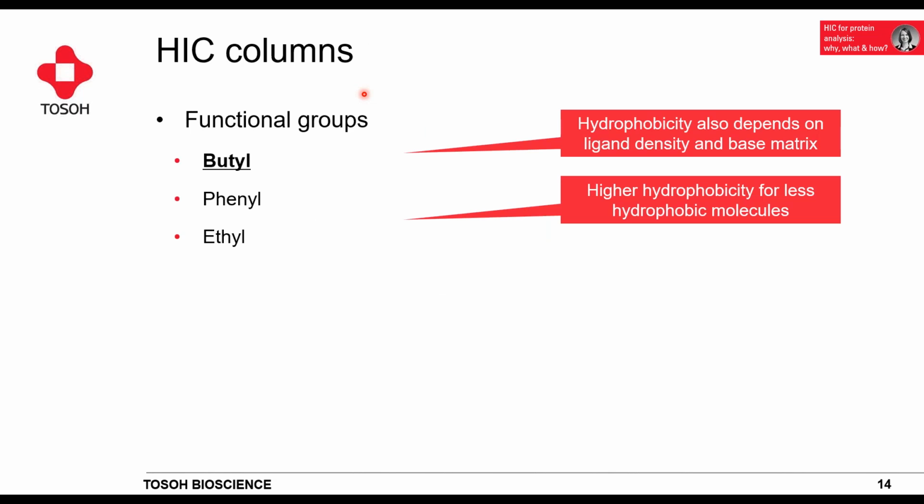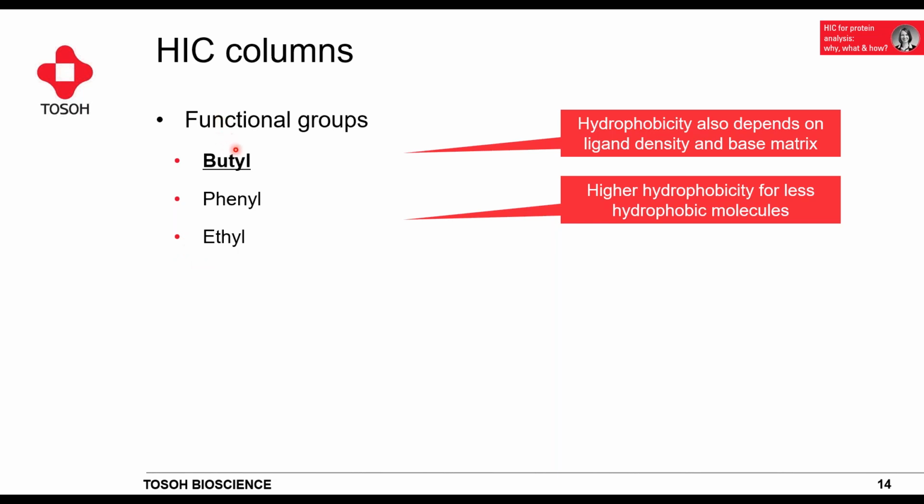As for the columns, we have a selection of different functional groups. What you will often find for proteins or antibodies is butyl functionalization, but there are also others out there. And it's important to say here that generally for molecules that are more hydrophobic, you need a column that is less hydrophobic. And the other way around, if you have a molecule that is hardly hydrophobic, you will need a column that is very hydrophobic.